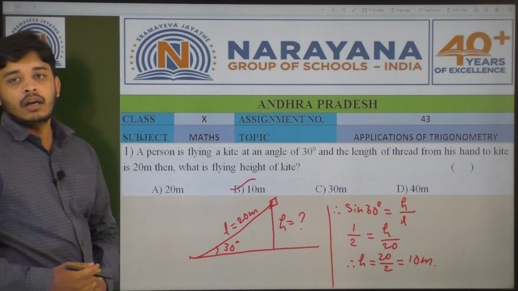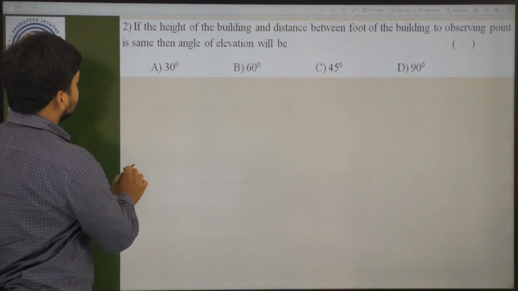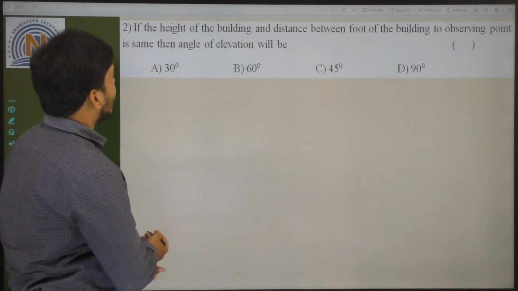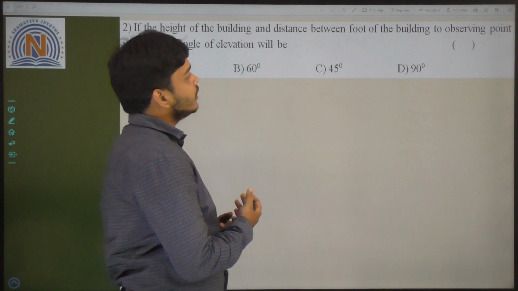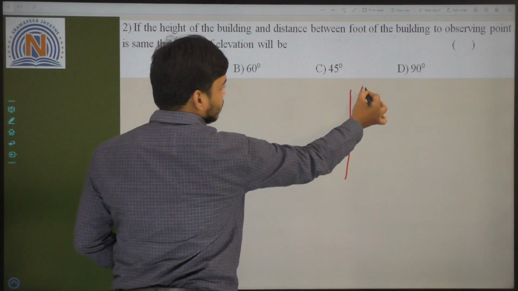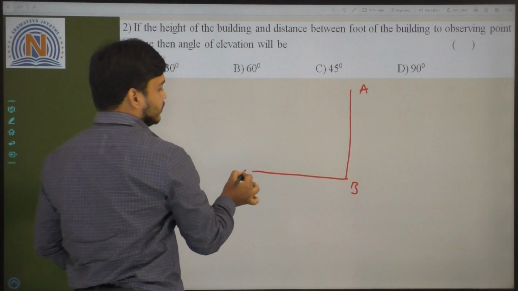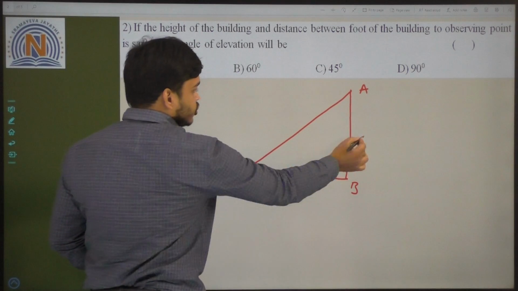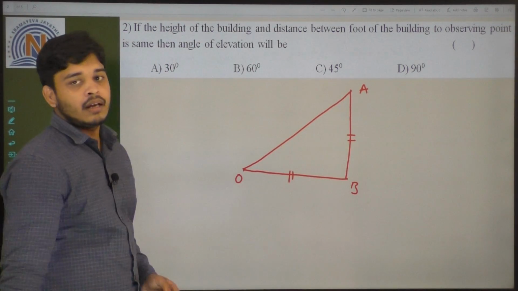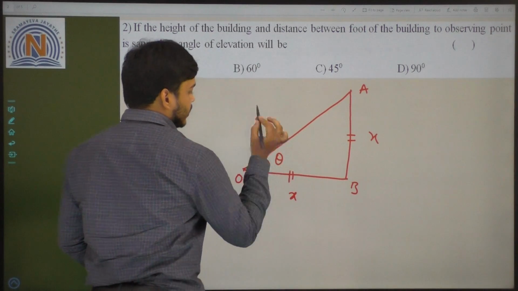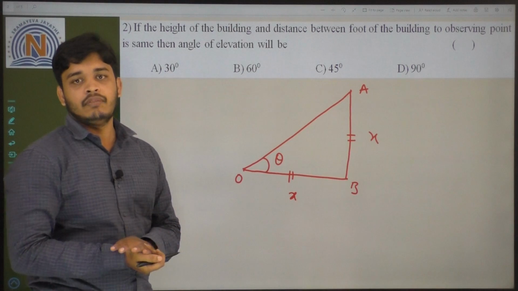Option B. Now coming to the next problem. Here the height of the building and the distance between the foot of the building and the observing point are the same. Let AB be the height of the building, and the distance between the building and the observer point is equal to it. These two lengths are equal, so take x and x. Here the angle is theta. What is the angle of elevation he is asking?